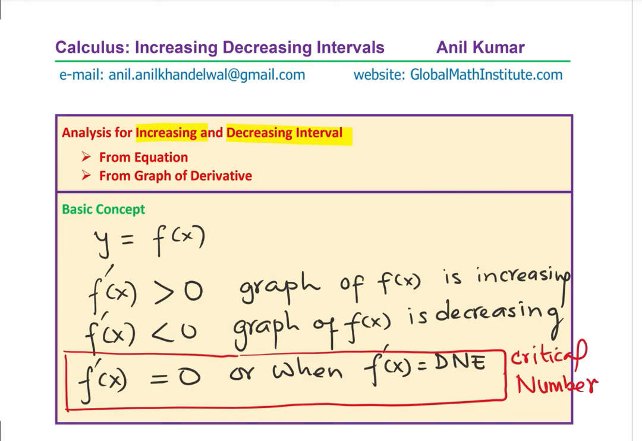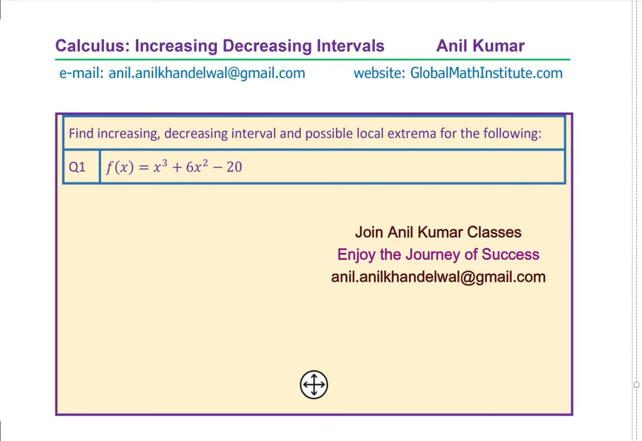So to find the increasing and decreasing interval, we basically find the value of x where the derivative is 0 or it does not exist. And then we analyze it using interval table. And that is how we find increasing and decreasing intervals. So I hope the concept is clear. Now, let's get into the working of this and see how it really works out.